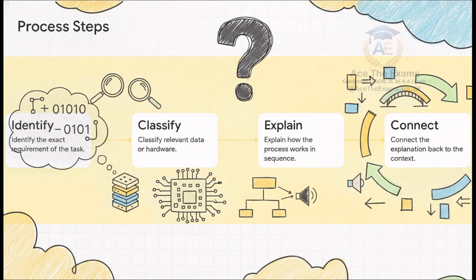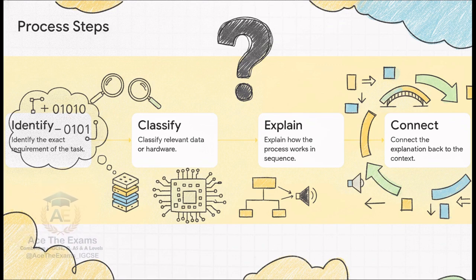Step 1, identify the exact requirement. This means decoding the command word. Is it describe or evaluate? Step 2, classify the relevant data or hardware. Are we talking about an 8-bit register or a 16-bit register? Step 3, explain the sequence clearly. Walk the examiner through the binary addition step by step, showing exactly where the carry bit overflows.